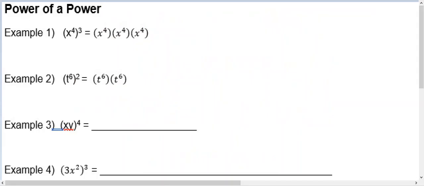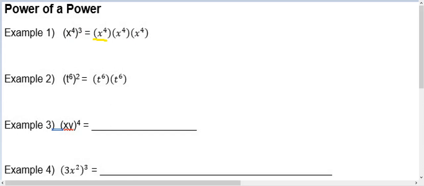Alright, the next thing we have to learn is called power of a power. So that means when we have an exponent, like this x to the 4th, it is also raised to this 3rd power. So how do we do that? So what that means is this x to the 4th is repeated 3 times. So we have x to the 4th times x to the 4th times x to the 4th.